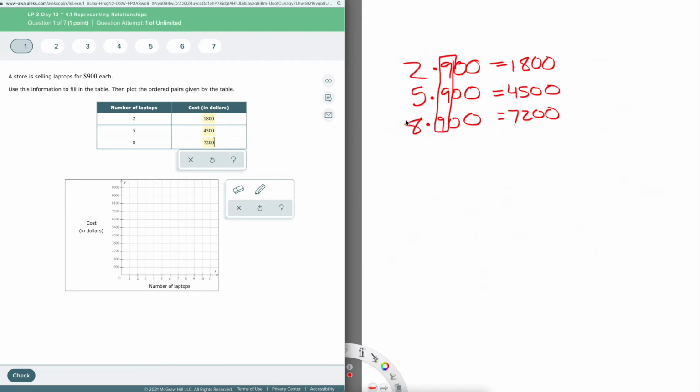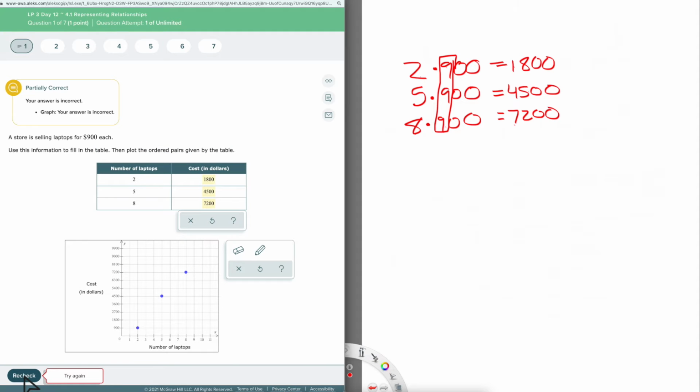All right, let's go ahead and graph these points. So I have 2 laptops, and that was $900. I have 5 laptops, and that was $4,500. And then I have 8 laptops, and that was $7,200. So we can hopefully see this is pretty linear. I can't really connect it perfectly in a line, but I can follow that pattern with my eyes, it's a pretty linear pattern there, meaning it's in a line.